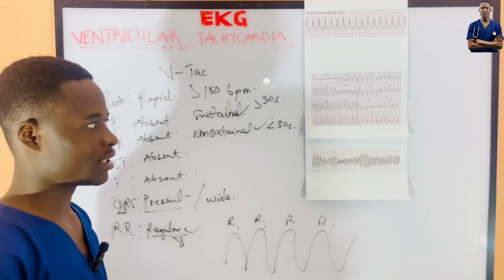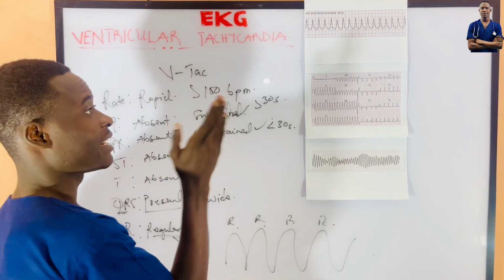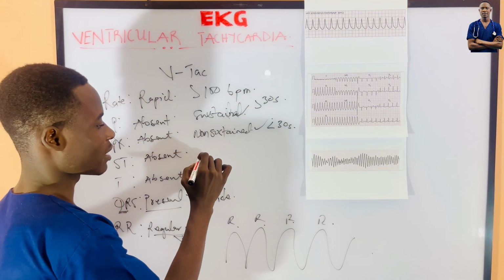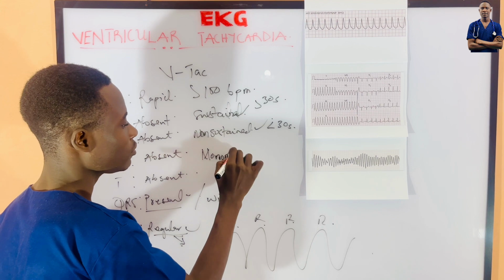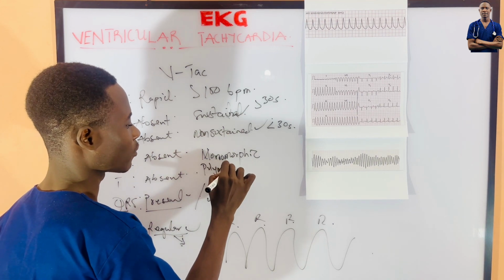But the most important classification that can help us in identifying the type of ventricular tachycardia is what we call the monomorphic and then the polymorphic.